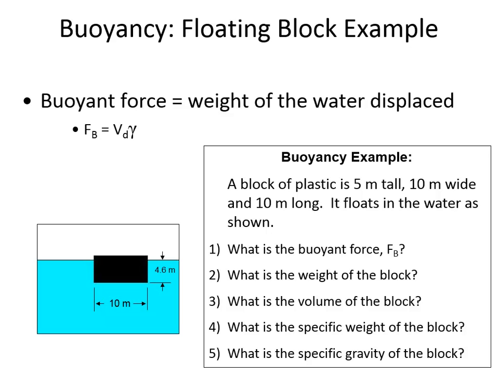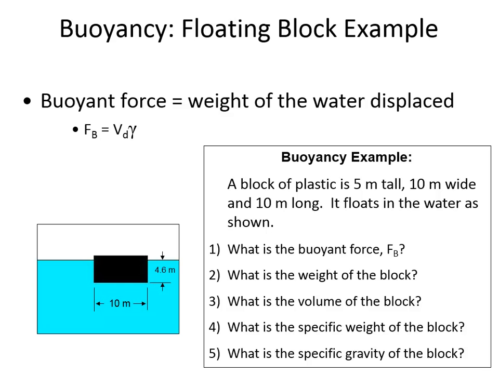The weight of the block is equal to the buoyant force. Understanding that is just to recognize that this block is in equilibrium. It's floating at the surface, and the buoyant force is equal to the weight of the block. So just the fact that it's floating in equilibrium tells us that the weight of the block is 4.51 meganewtons. The block volume is simply 5 meters by 10 by 10, so 500 cubic meters.